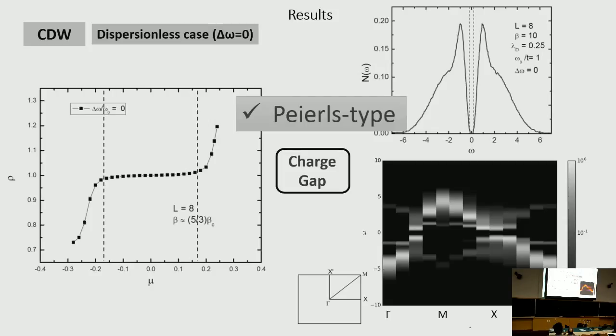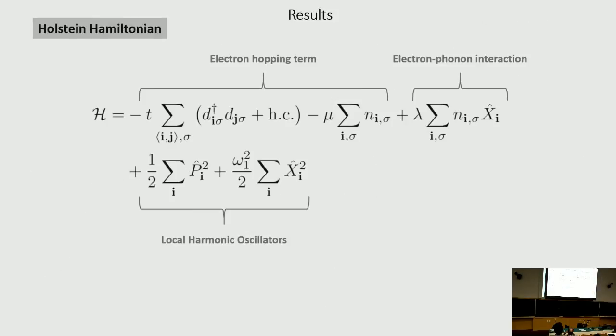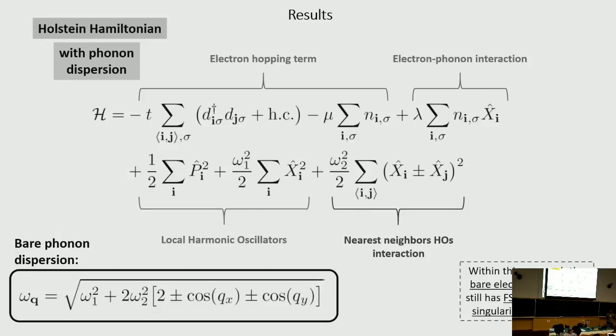Okay, this is Peierls type. Good. So let's now proceed and include phonon dispersion. And how do I include phonon dispersion? Allowing the ions to see each other, allowing the ions to push and pull each other simultaneously. So what I did is basically include one term like that, and this term will play the role of the ions pushing and pulling each other simultaneously.